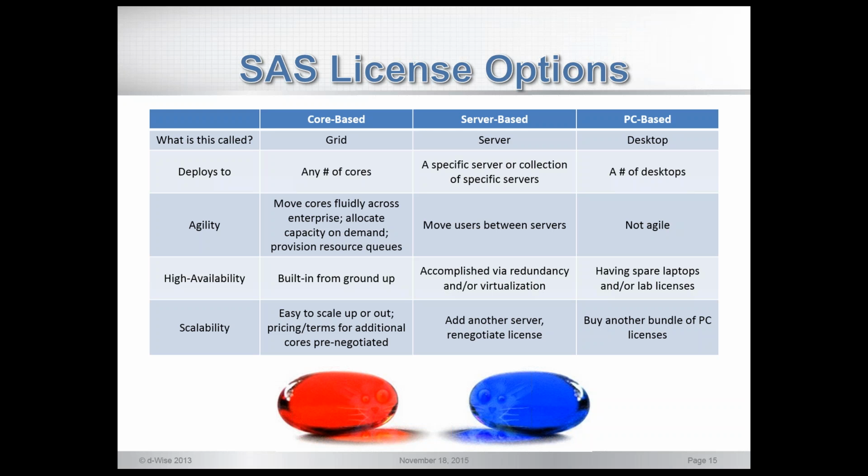From an availability point of view, people like their SAS environments to be performant, but also not go offline. Core-based licensing, as I've mentioned, has these features built in from the ground up. So in order to do maintenance, in order to provide for disaster recovery, there are features you can take advantage of. And what that means is you have to configure those features, but you don't have to design them. You don't have to create them. In server-based licensing, you get some clustering options, but that really just creates high availability via redundancy.